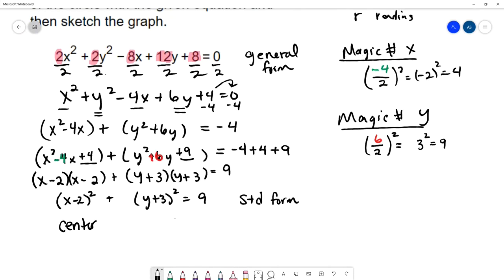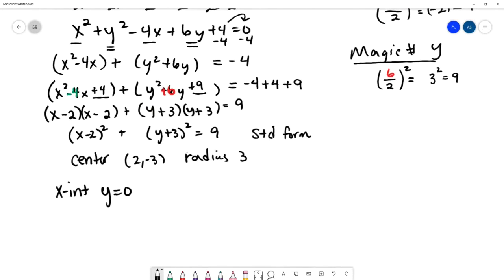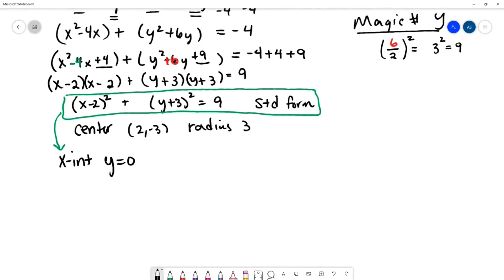The center is 2, negative 3, with a radius of 3. And we also want to find the x and y intercepts of this circle. You're going to find an x-intercept by letting y equal 0. So let's do that with our standard form, and find the x-intercept by letting y equal 0.